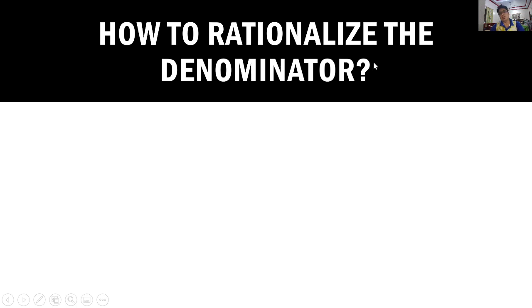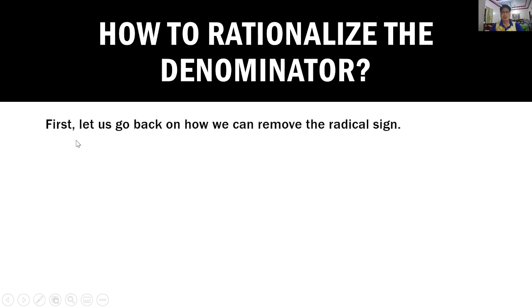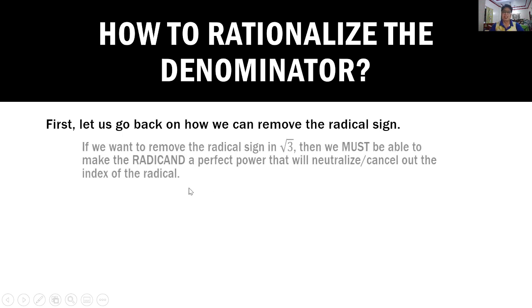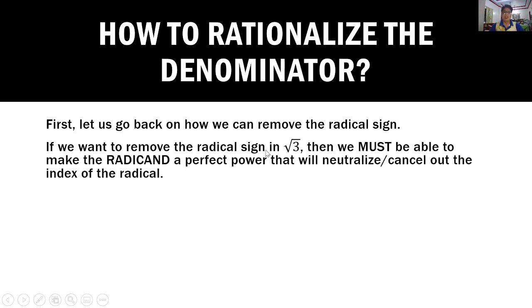Okay, but how to rationalize the denominator? Dito na tayo sa tanong na, papaano ba? Okay? First, yung kaalaman natin kailangan solid yung foundation natin. Let us go back on how we can remove the radical sign. Forget about the rationalizing the denominator first. Dito muna tayo. Paano ba tayo magre-remove ng radical sign? If we want to remove the radical sign in square root of 3, we must be able to make the radicand, yung 3 natin, a perfect power that will neutralize or cancel out the index of the radical.